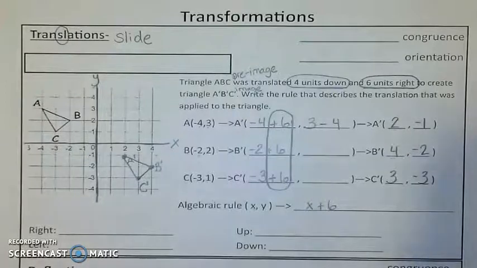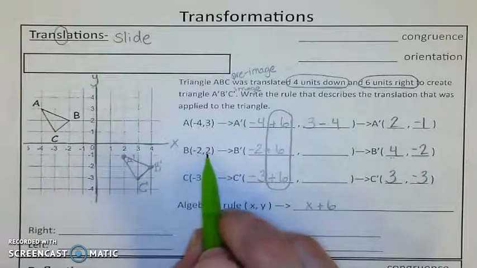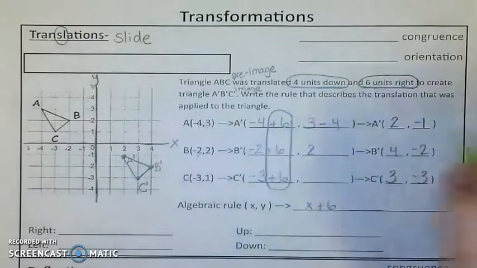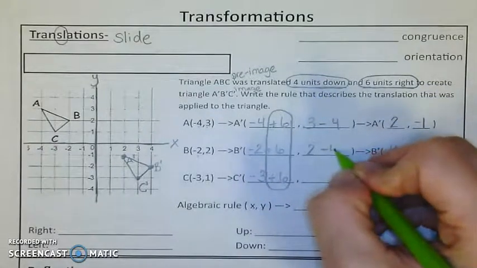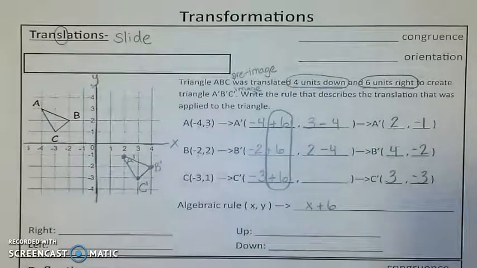Now let's try the same thing with b. If we want to go from positive 2 to negative 2, positive 2 is our original, how are we going to get down to negative 2 using that 4? Again, we're going to subtract. Go ahead and see if you can find the y value for c prime.